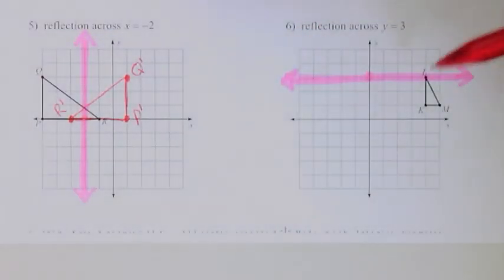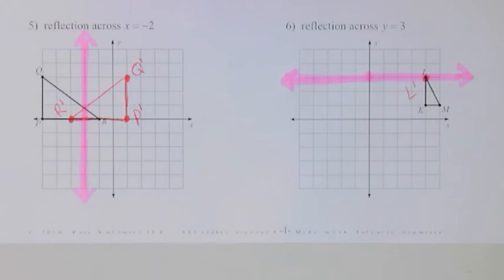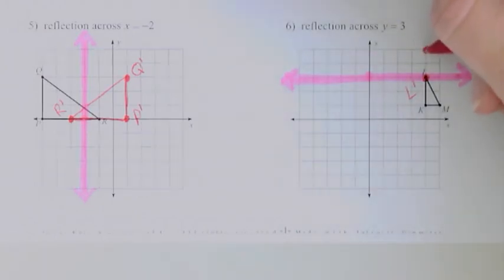Let's start with point L. Point L is on the line. It will stay on the line. This is the location of your new point L, L prime. On to point K. Point K to the line, you have to go up 1, 2. Continue on the other side of the line, up 1, 2. This is the location of your new point K, K prime. Finally, point M, up 1, 2. Continue up 1, 2. This is the location of your new point M, M prime. Connect the points, and you have your reflected triangle.